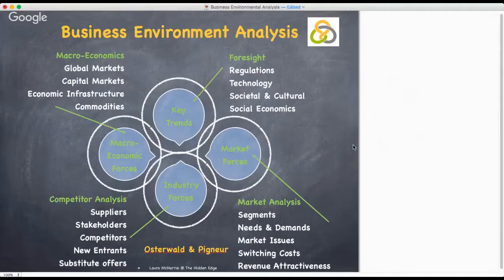Market analysis and the critical issues that transform your market from a customer and an offer perspective. Market segments. These identify those segments describing their attractiveness and seeking to spot new segments that are not yet being serviced. Needs and demands. This outlines market needs and whether it's growing or declining, and indeed how well it's being served. Switching costs. This describes the elements related to customers switching business to a competitor. How easy is it for them to do that? And revenue attractiveness identifies the elements related to pricing power.